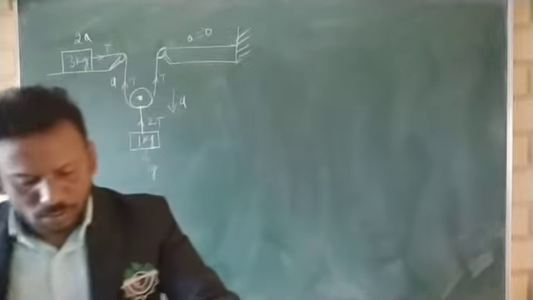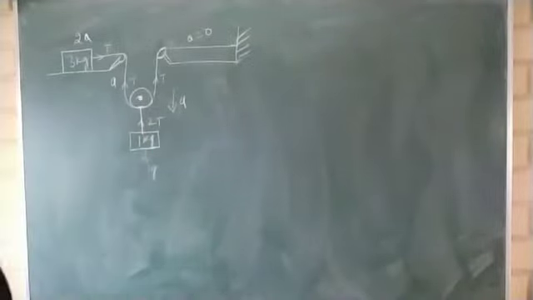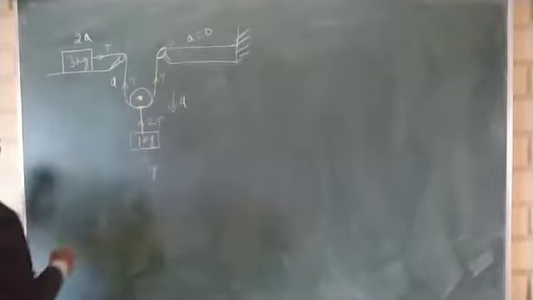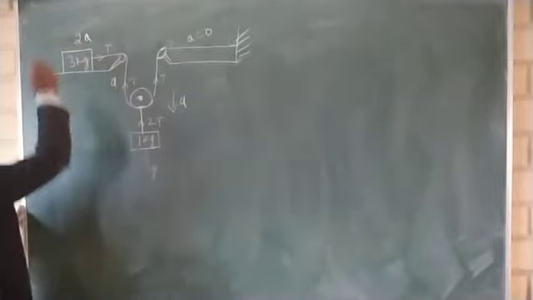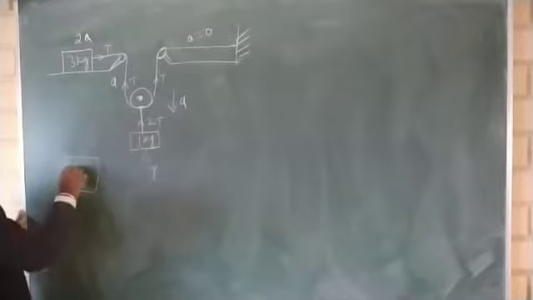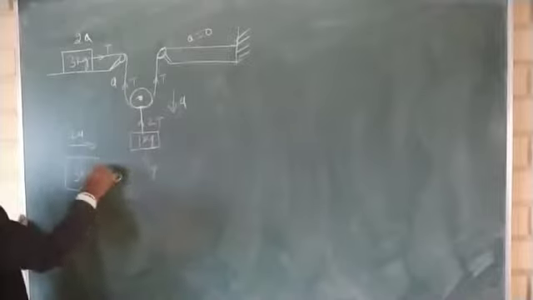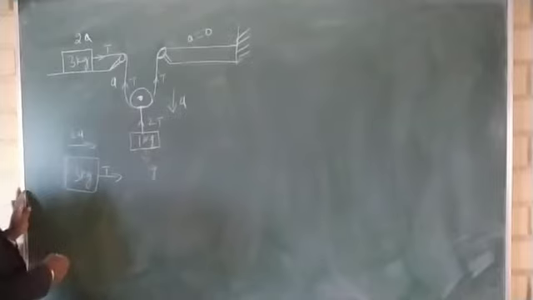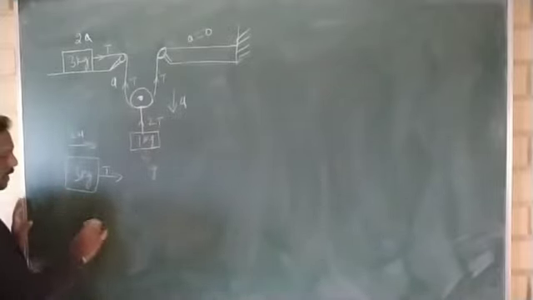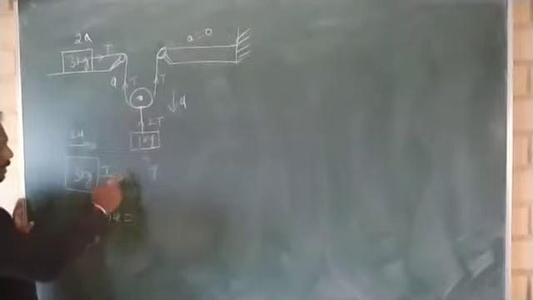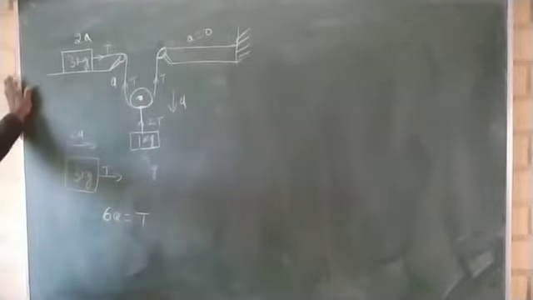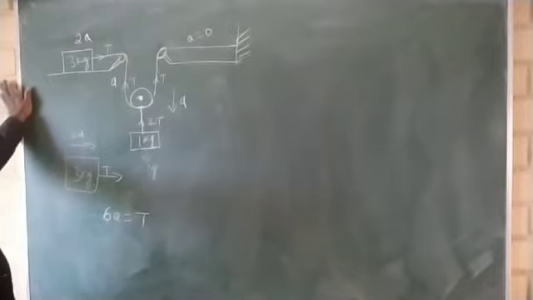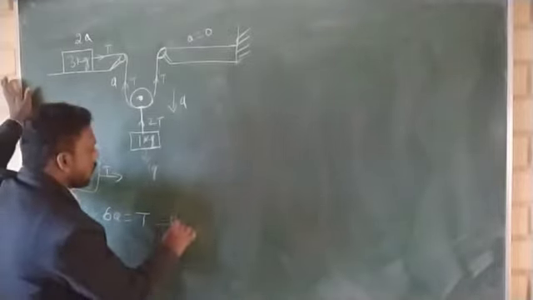Now calculate what is the tension. Tension is equal to question mark. Okay. Free body diagram for this block is 3 kg. Acceleration is 2A and tension is T. Now write the equation. M is 3 into A is 2A, that is 6A is equal to T. Call it equation number 1.